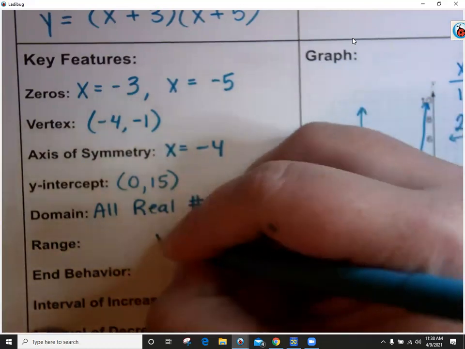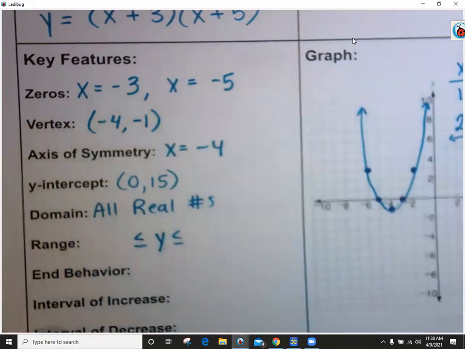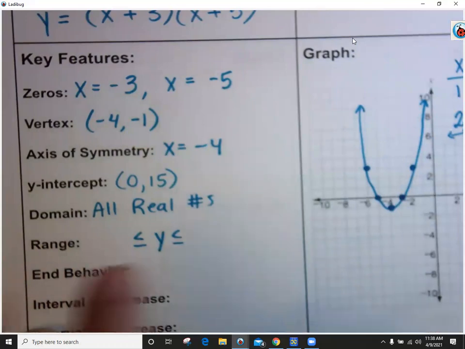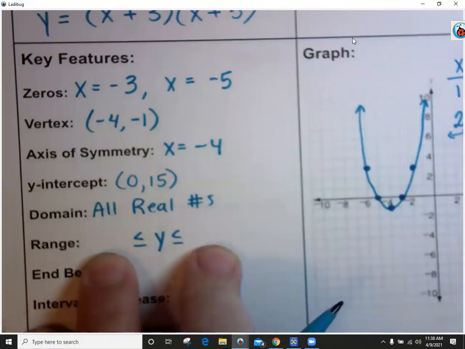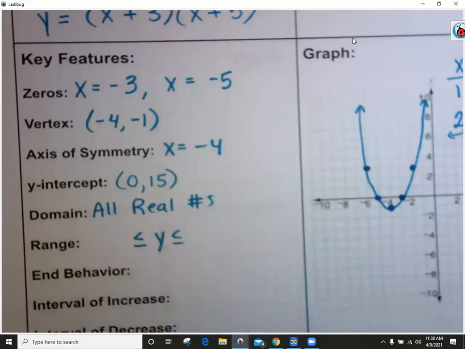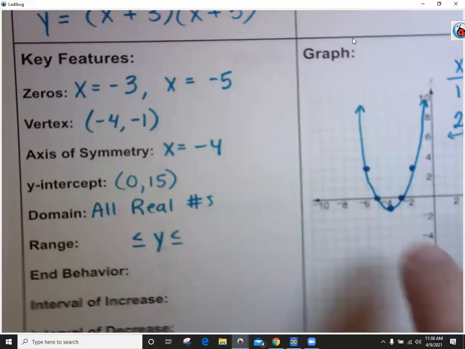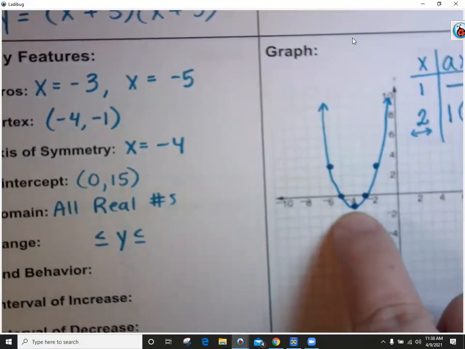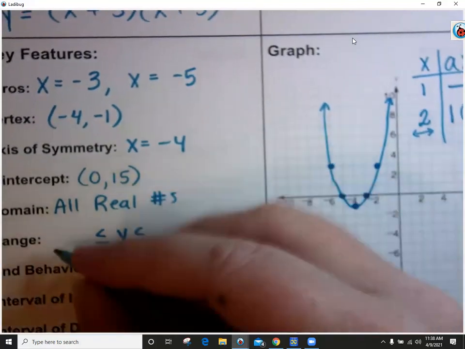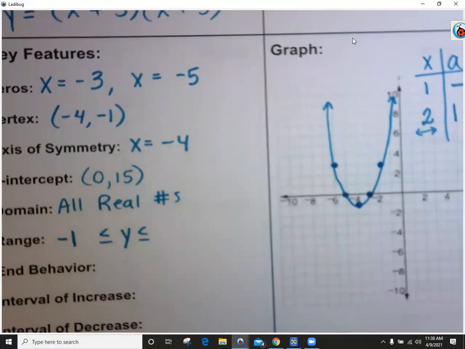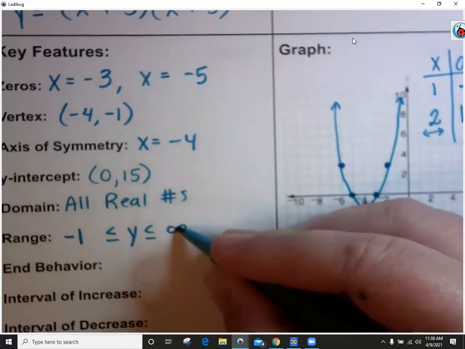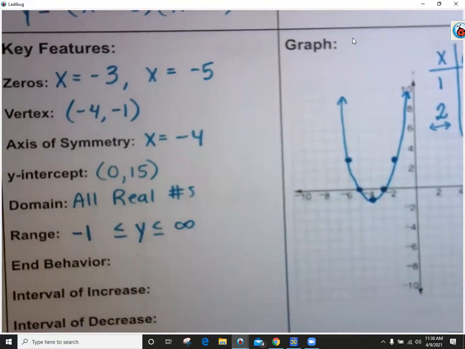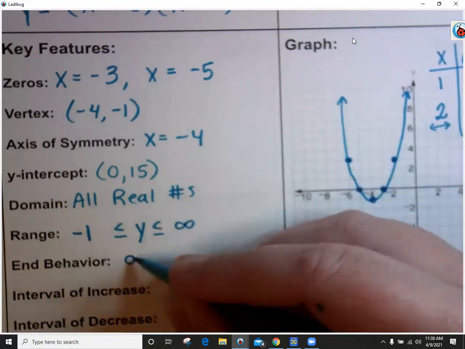For the range, we would have the y in the middle and have that stuff. And we need to tell lowest and highest. The lowest it goes is right here at the vertex, -1. And the highest, infinity, goes up forever. In behavior, opens up.